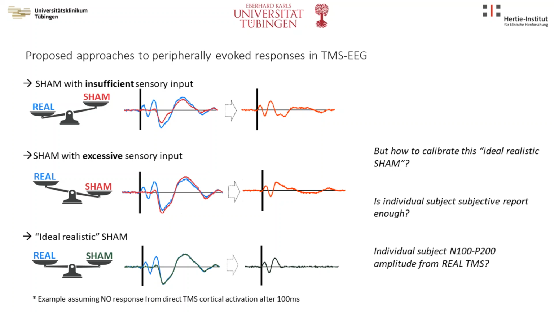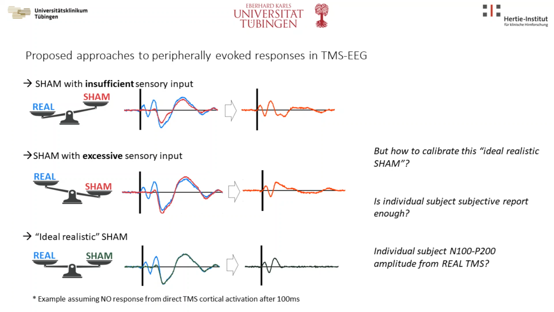Ideally, this should be solved with an ideal realistic sham that perfectly matches the sensory input from the real TMS. However, this is a challenging endeavor, as attested by these previous studies that I mentioned. Also, how should we calibrate this ideal realistic sham? Should it be based on psychophysical assessments, or should it be based on individual subject N100 P200 amplitude obtained from the real TMS?